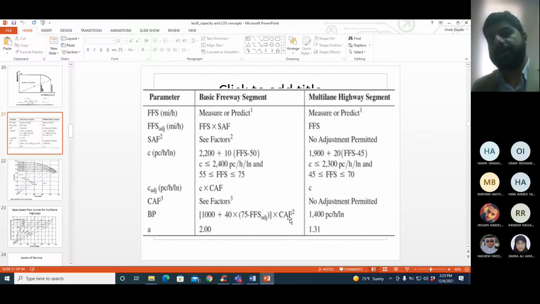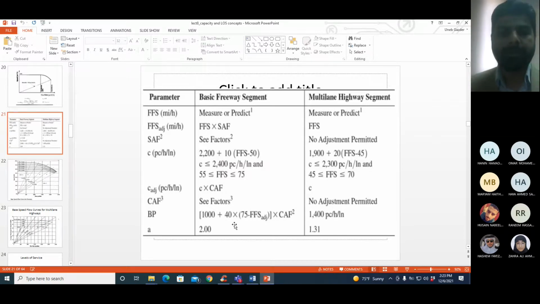Okay, I mentioned it earlier as well. Whenever you are not applying any adjustment, the factor becomes 1. Don't make it 0. If you make it 0, this whole equation will become 0. So we will not make it 0. We take it 1. So CF becomes 1 and adjusted free flow speed is equal to the free flow speed which you have just calculated.